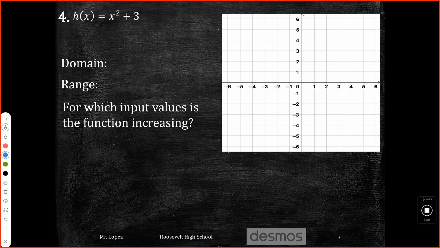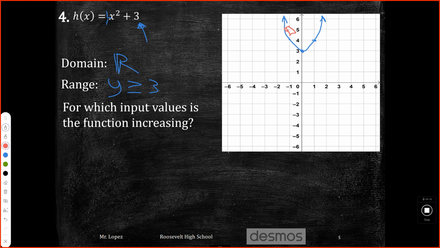It's a quadratic shifted up 3. The a value is 1 over 1, over 1. It's a parabola. Domain, all reals. Range is going to be what? y is greater than or equal to what? 3. And for what input values is the function increasing?